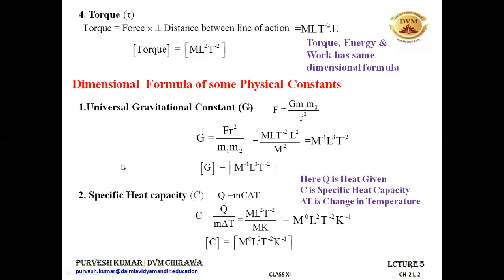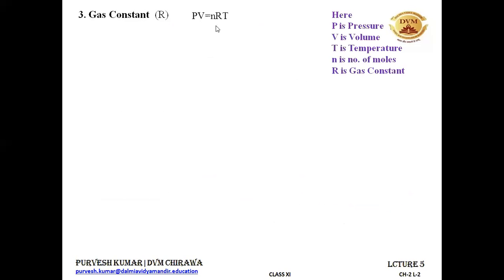Now, moving towards the third physical constant. The third physical constant is the gas constant. When we learn about the properties of fluids and go through the kinetic theory, that is chapter number 13, we will learn the ideal gas equation, that is PV is equal to nRT. Now we just have to remember it in order to find the dimensional formula for R. Here P is pressure, V is volume, n is the number of moles, R is the gas constant, and T is temperature.